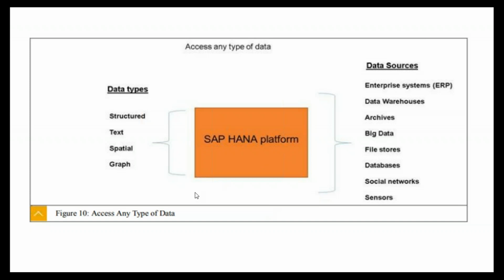Because our SAP HANA database is extremely powerful and fast. Access any type of data: structured, text, spatial, graph, any kind of data we have in the SAP HANA platform. We have data sources: enterprise systems, data warehouses, archives, big data, file stores, databases, social networks, sensors. These are all the different data sources from which we can get data into the SAP HANA platform. We can have structured data, text data, spatial data, and even graphical data can be stored in the HANA platform.